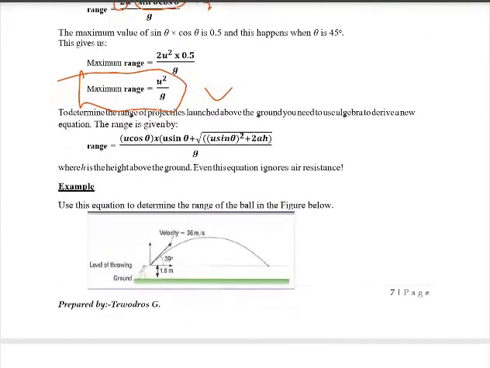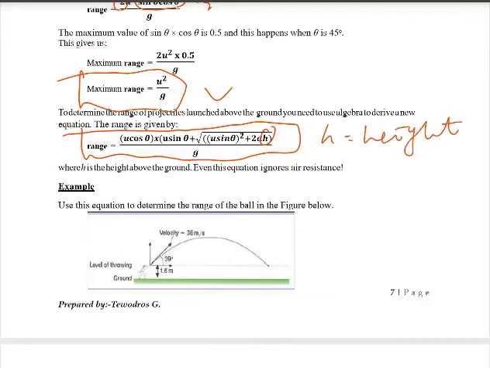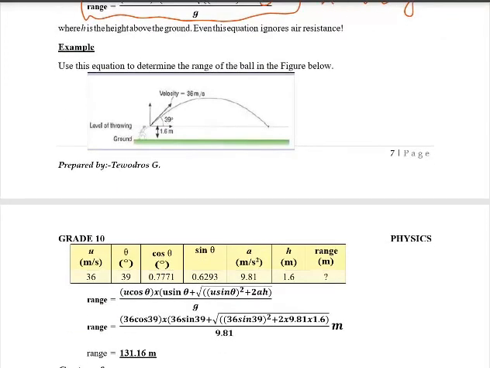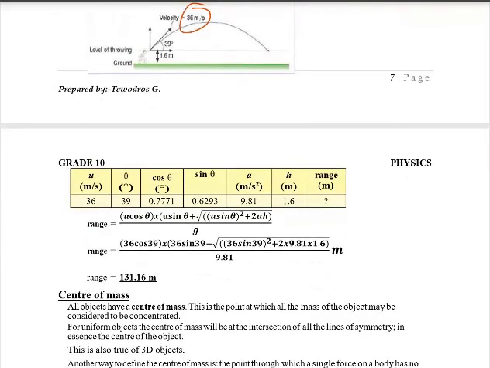And if the object is launched from some height above the ground, you must calculate the range by using this equation. Here we have a new variable, h. H is the height from which the object is launched. Using this equation, determine the range of the ball in the figure below. For this, the height is given and the initial velocity is given. And finally, by substituting all these values, you get 131.16 meters.